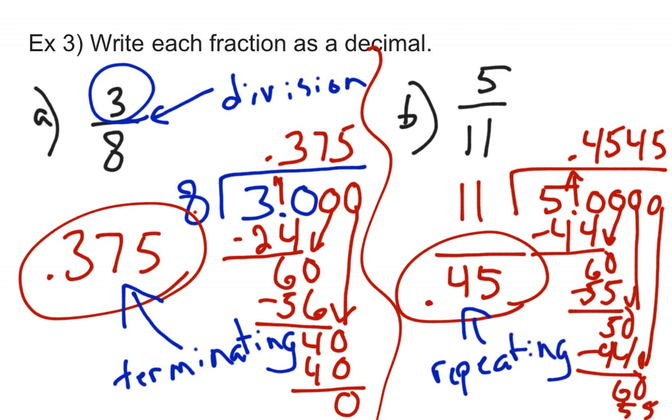Both of these are rational numbers. A terminating decimal is a rational number because it can be written as a fraction. And 0.45 repeating, well, that was 5/11ths to begin with, so that also is a rational number. Irrational numbers are numbers that do not ever terminate, and they don't ever have a repeating pattern.